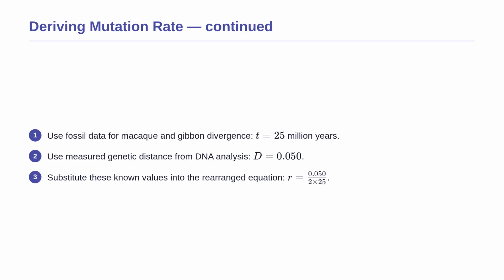The genetic distance, 0.050, goes in the numerator. The divergence time of 25 million years goes in the denominator, multiplied by 2. The mathematical reasoning here is that we are taking the total genetic difference and spreading it across the total time both lineages have been evolving independently.